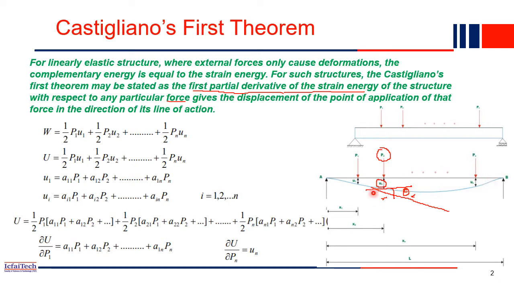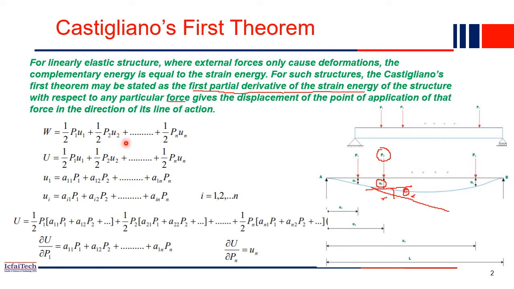Next, if you want to find the slope, theta 2, at that point, we have to take the derivative with respect to moment, and whatever we get will be the slope. So very simple. The first theorem says, if you take the partial derivative of the strain energy with respect to the force at that point, that will give you the displacement u1. And if you take the partial derivative of the strain energy with respect to the moment at that point, that will give you directly the slope. Very simple and very elegant way to solve for slopes and deflections in a beam.